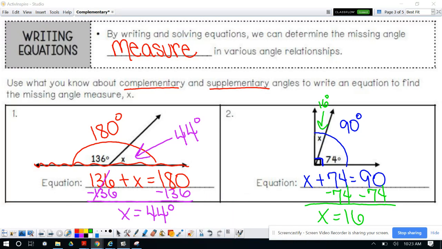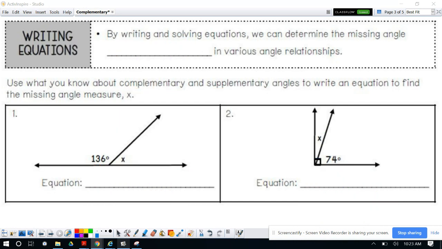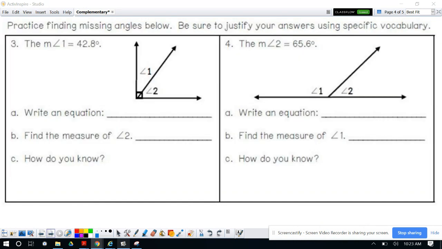And we're going to practice a little bit further with using equations to find the measures. On number three, it says the measure of angle 1 is 42.8 degrees. They want us to find the measure of angle 2. So part A says write an equation. We see that these two angles together make a right angle. So that means they're complementary. They total 90 degrees. So the angle that measures 42.8 plus angle 2 equals 90 degrees.